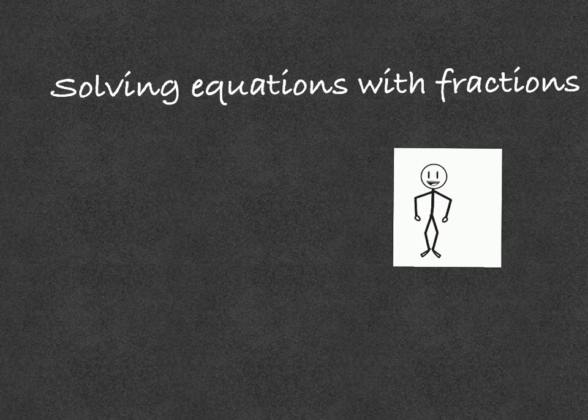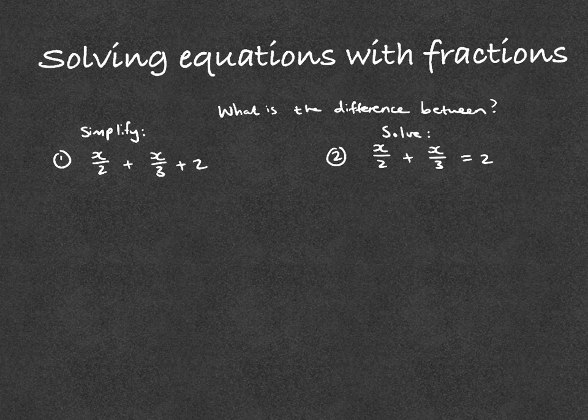Hope you'll enjoy this. Alright, so if I start by asking you, what's the big difference between simplifying a fraction like x over 2 plus x over 3 plus 2, and solving an equation like question 2 there, x over 2 plus x over 3 is equal to 2? Well, of course, there's an obvious part where one's an equation, there's an equal sign, the other one is not. But what's the big difference between solving and simplifying these? Let's do these two questions at the same time, and hopefully this will give you some idea.